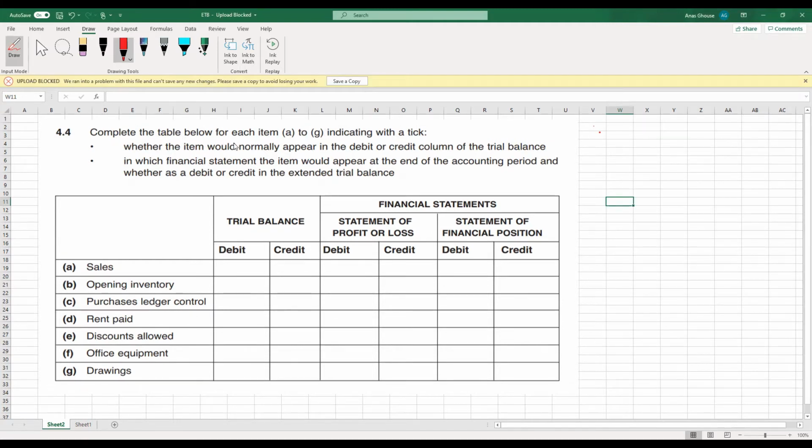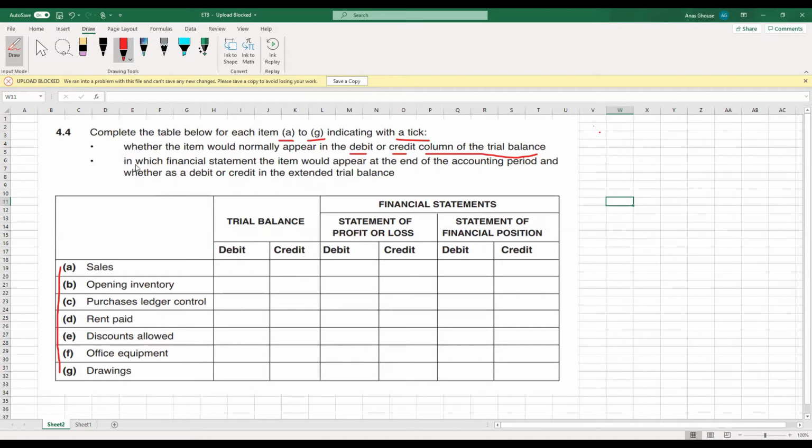Complete the table below for each item A to G, indicating with a tick whether the item would normally appear in the debit or credit column of the trial balance. So you are given a list of items from A to G, and you must say whether each will appear on the debit side or credit side of the trial balance. That is the first part.